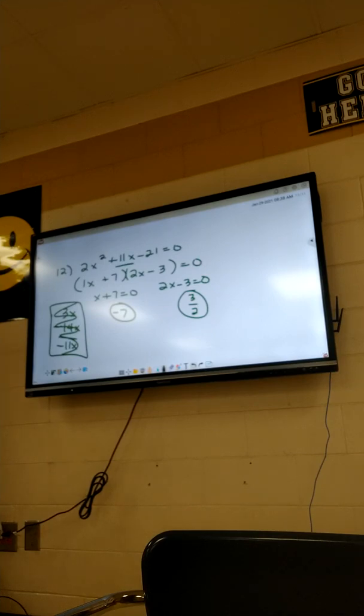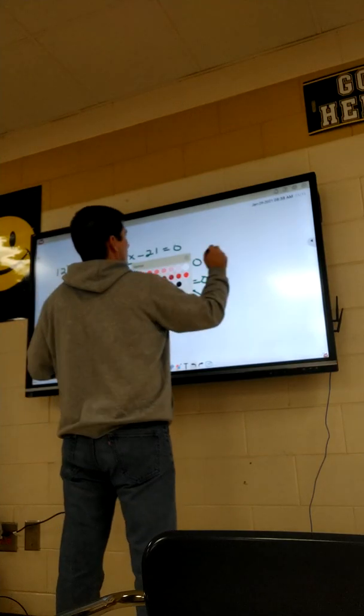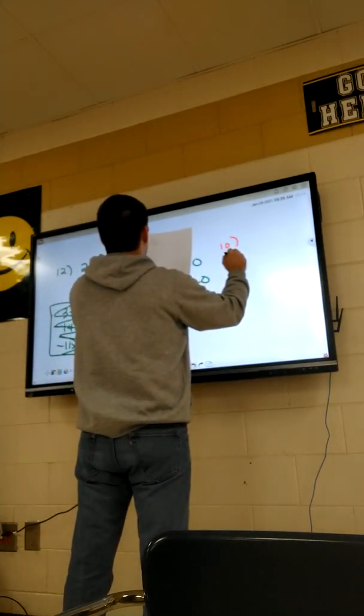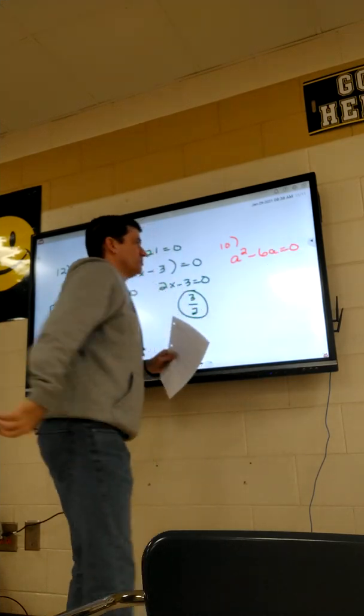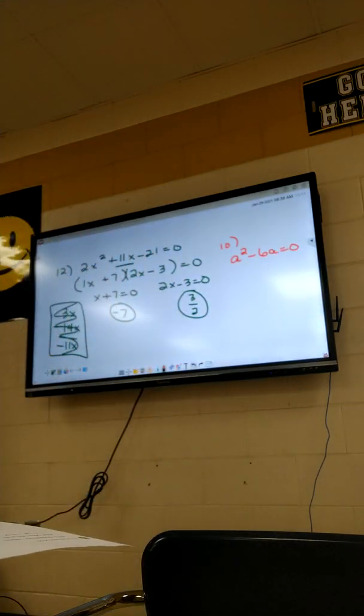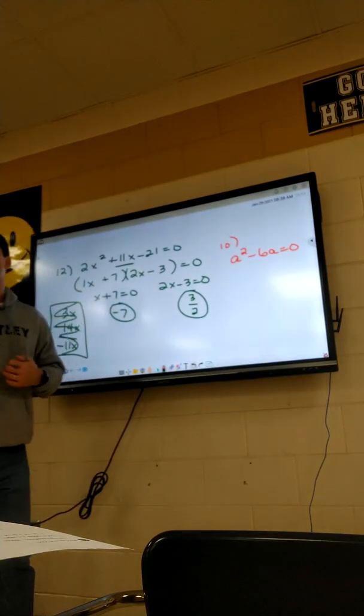All right, we got one more, then we'll go to break. We got number what? 10. All right, number 10. I got a squared minus 6a equals 0. Again, you got to move everything over on the left, so that's what I did to start. Now, we did this the first week of class. All right, when I show you, you should remember.